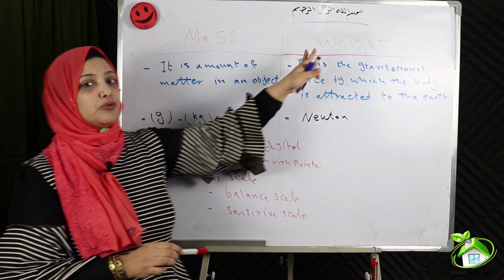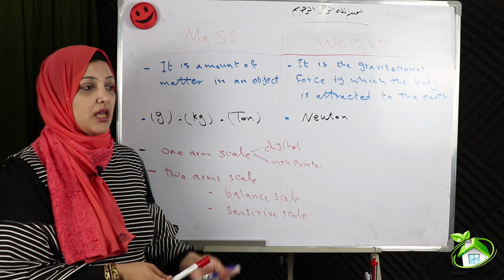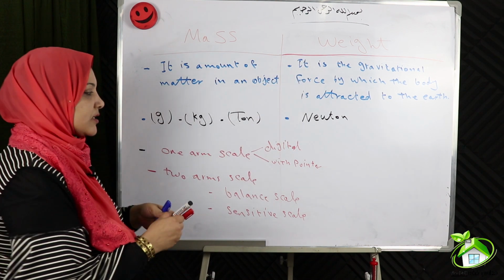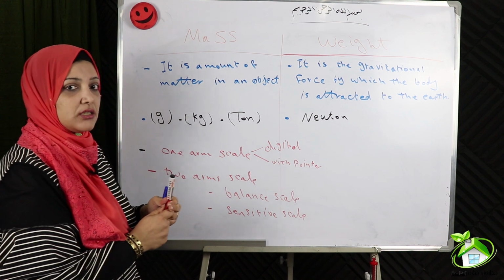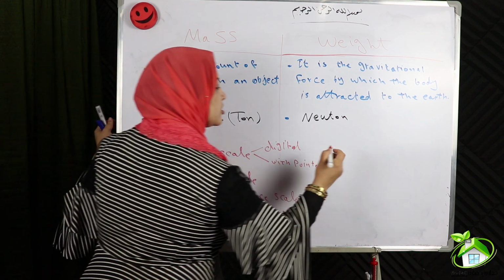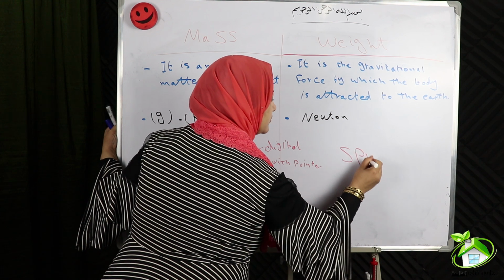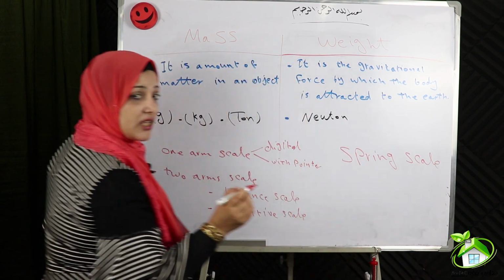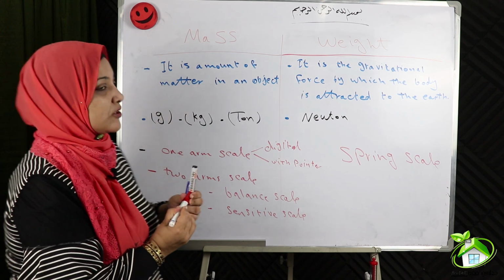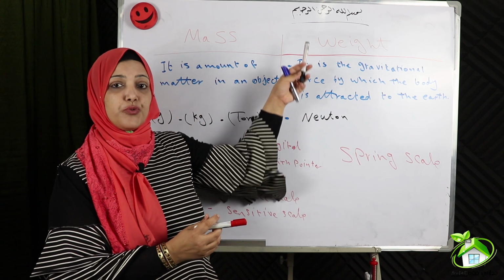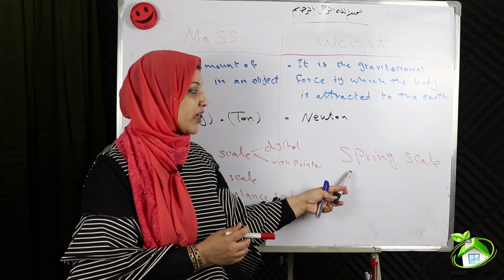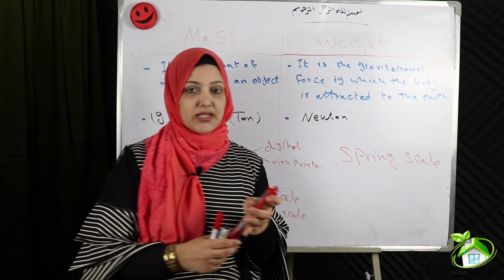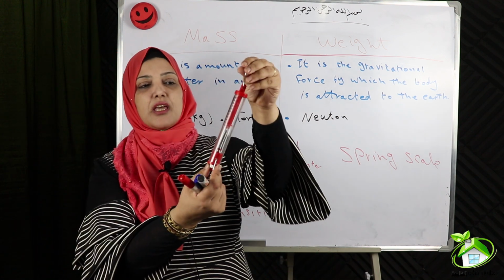But what is the tool which we use to measure weight? What are the devices we use to measure weight? This device is called the spring scale. What is the device which we use to measure weight? The spring scale. We have here a spring scale.